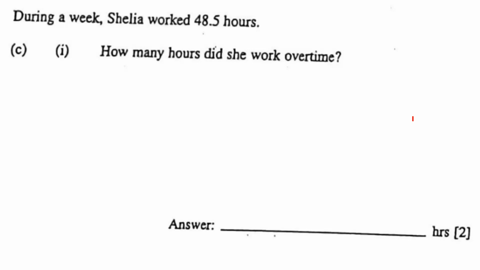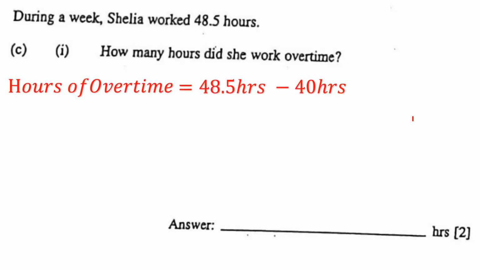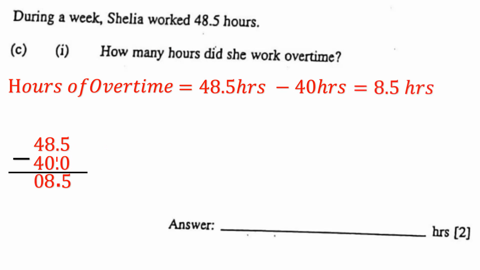During the week, Sheila worked 48.5 hours. How many hours of overtime did she work? Well, we know she's supposed to work 40 hours, but she worked instead 48.5 hours. So we have to take away that 40-hour work week and subtract it, so we get how many hours of overtime she actually worked. 5 minus 0 is 5, 8 minus 0 is 8, and 4 minus 4 is 0. So that means she worked 8.5 hours of overtime.